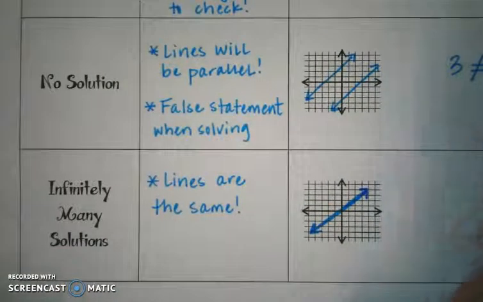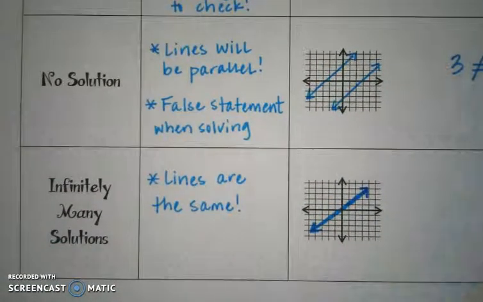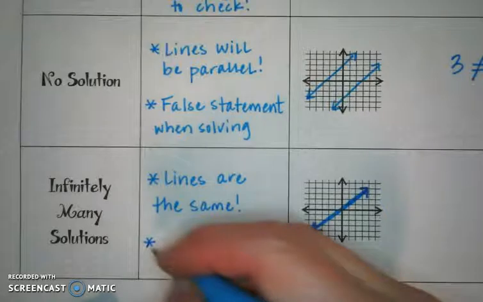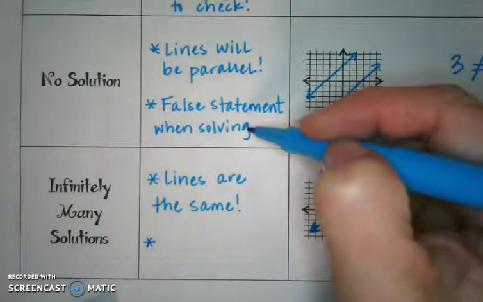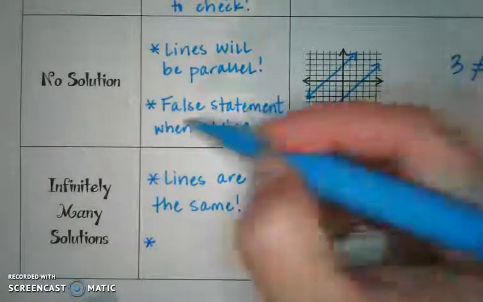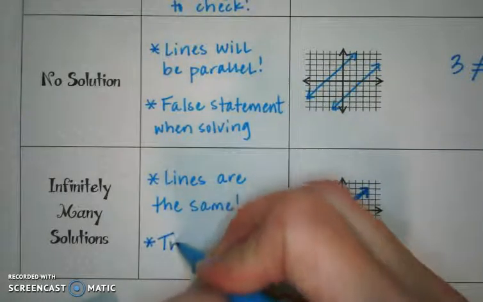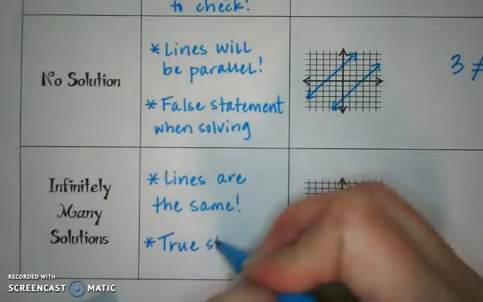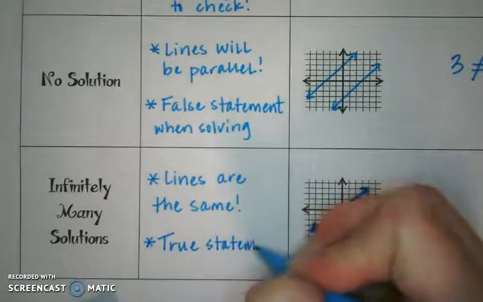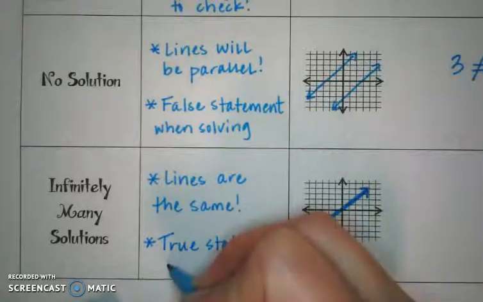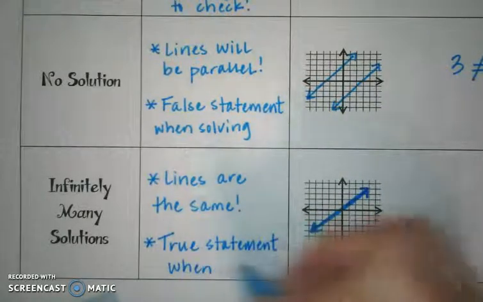All right, let's say you're not graphing. If you're not graphing, how would you know that you're going to have infinite solutions? Well, what's going to happen is the exact opposite of what happened up here. When it's no solution, that's because we solved and got a false statement. When you're solving, if you end up with a true statement, then you know that you'll have infinite solutions. So a true statement when solving.